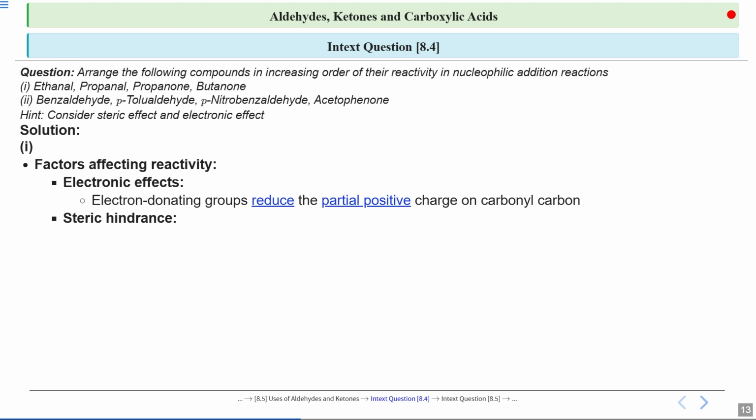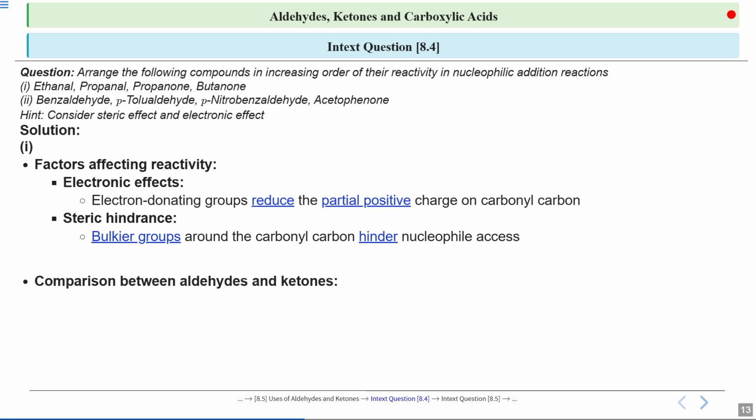Next factor which we take into consideration is steric hindrance. The bulkier groups around the carbonyl carbon can hinder the approach of nucleophiles. If you imagine two bulky groups are present, then it will be difficult for the nucleophile to attack. If it is difficult for the nucleophile to approach the carbonyl carbon, this will make the reaction slower.